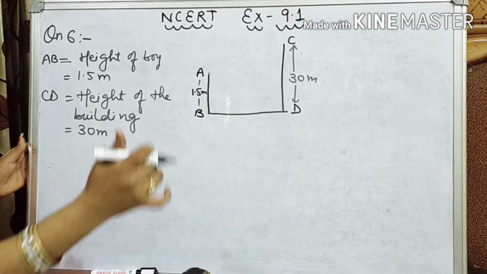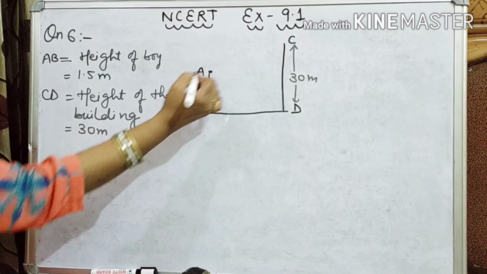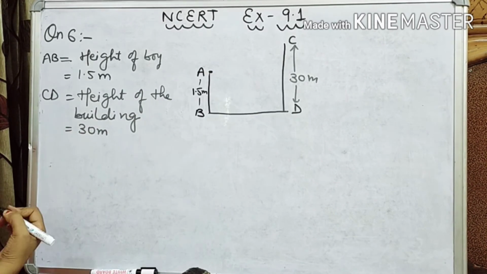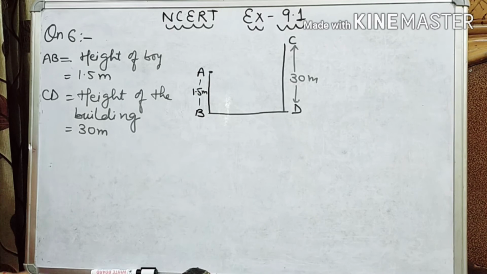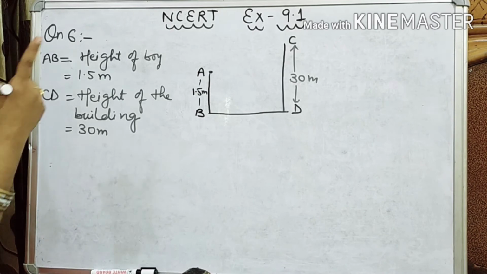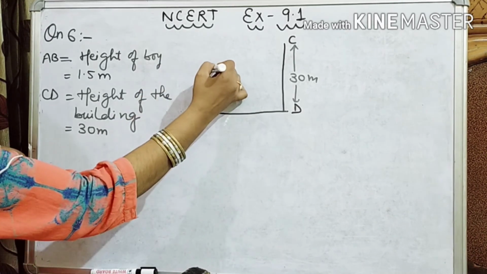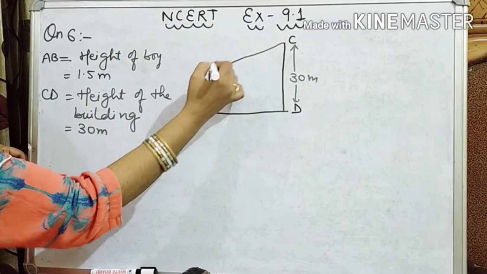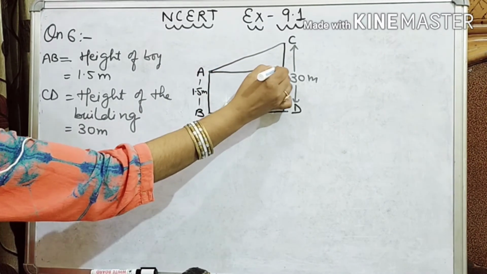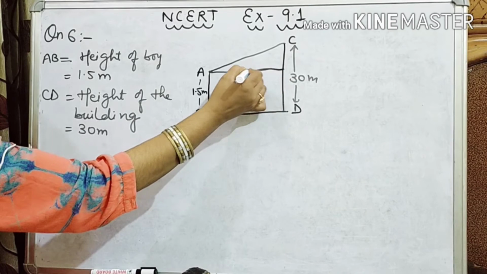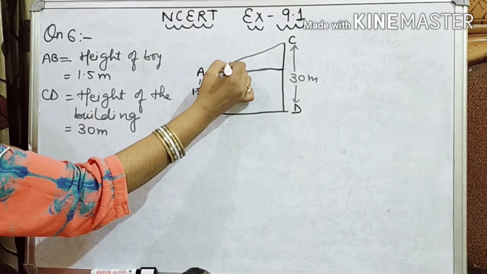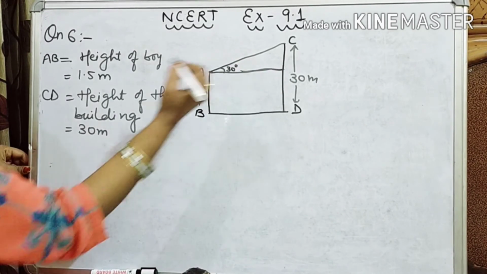The boy is observing it from here. That means the eyes are here, just near about the point A. He's observing the top of the building and the eyes are making an angle of elevation of 30 degrees. That means this is the line of sight and we have to draw a horizontal, and according to the question, this angle is 30 degrees.